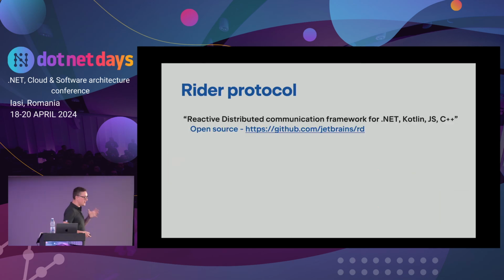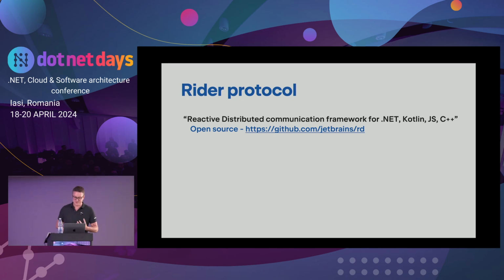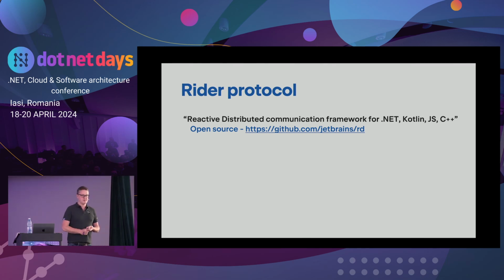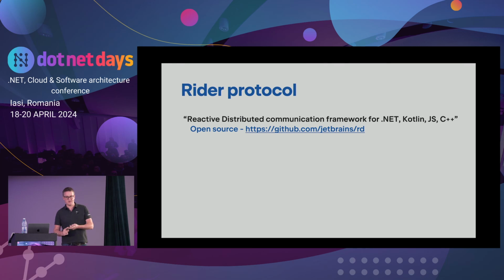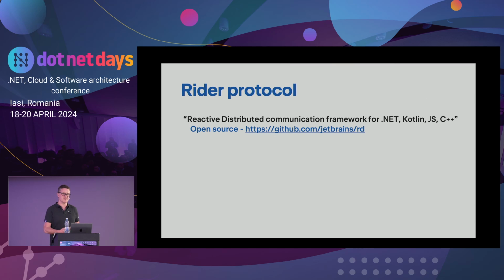So we came up with the Rider protocol. It's open source. If you want to use this thing, it's kind of specialized and opinionated, but you might get some use out of it. It's a reactive distributed communication framework for .NET, Kotlin, which is JVM, JavaScript, and C++. .NET, because we needed it in ReSharper. Kotlin, because that's our language which runs on the JVM, and we need that in IntelliJ. JavaScript, just for the fun of it, and C++, because we also have ReSharper C++, the profilers do some C++, and so on, so we also needed that thing.